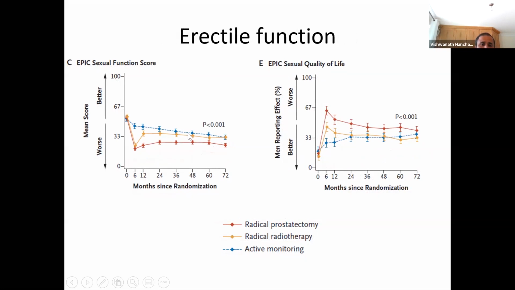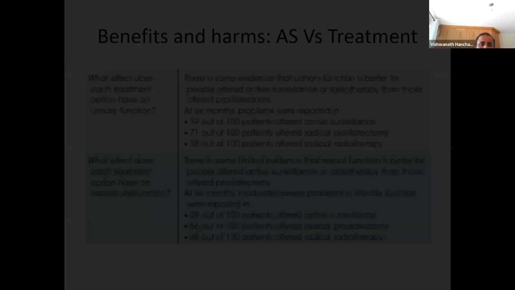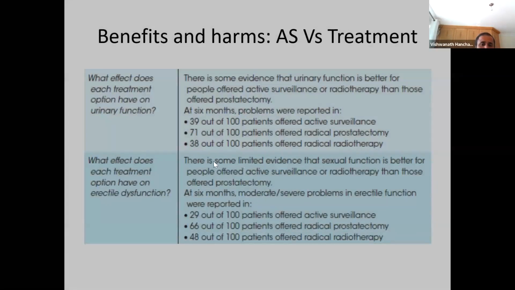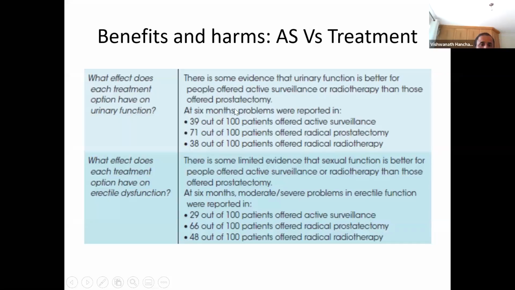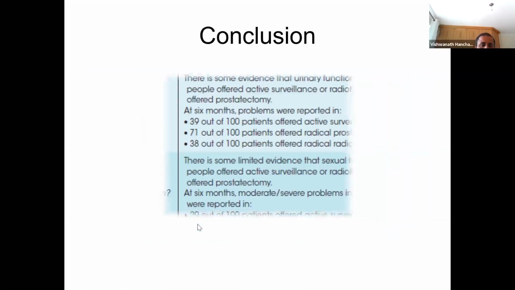in active monitoring there was a slight decline, but that is accepted along with the age of the patients. And in terms of urinary function, if you look at the numbers, at 6 months, problems were reported in around 39 out of 100 patients in active surveillance, compared to 71 out of 100 in radical prostatectomy and 38 out of 100 in radical radiotherapy. But if you look at erectile dysfunction, that is more or less the same between radiotherapy and active surveillance, but with prostatectomy it was around 20% more.